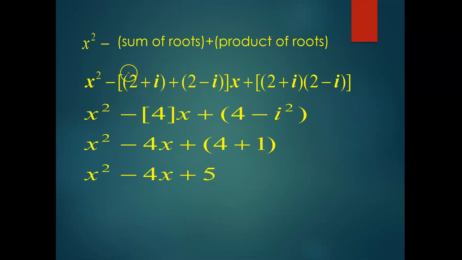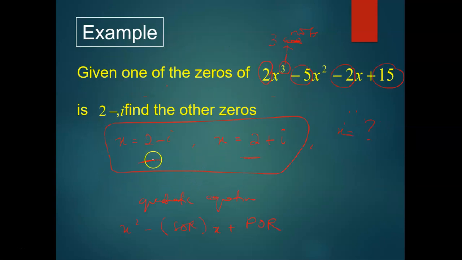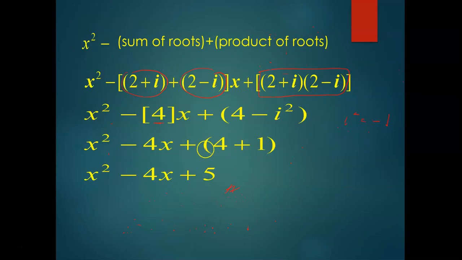So this is your first root, second root. Okay, addition, you get 4 because 2 plus 2 is 4, i minus i is 0. Then product of roots, so be careful when you multiply, i squared equals negative 1. So minus negative 1 is plus. So you get x squared minus 4x plus 5. So from these two roots, you get the quadratic equation x squared minus 4x plus 5.